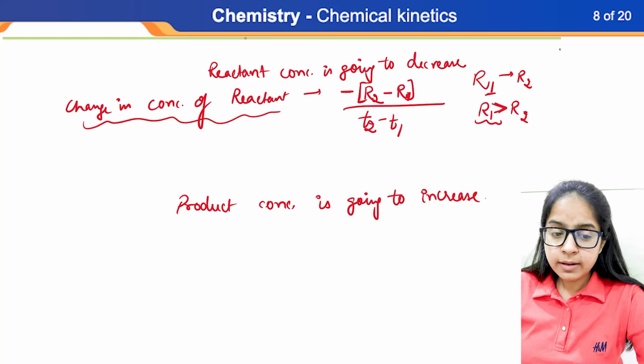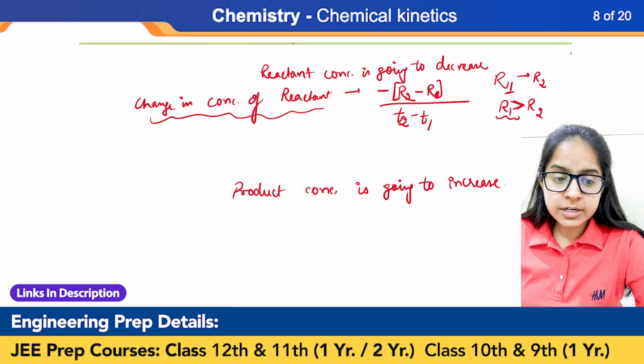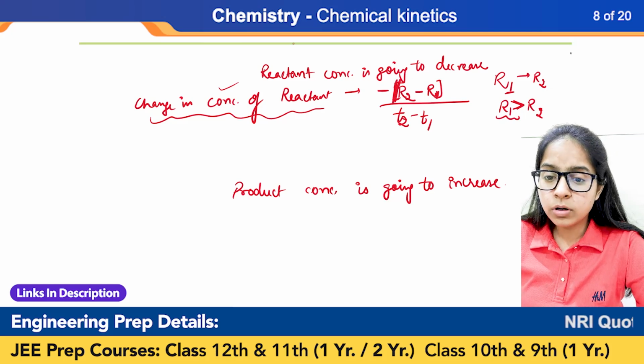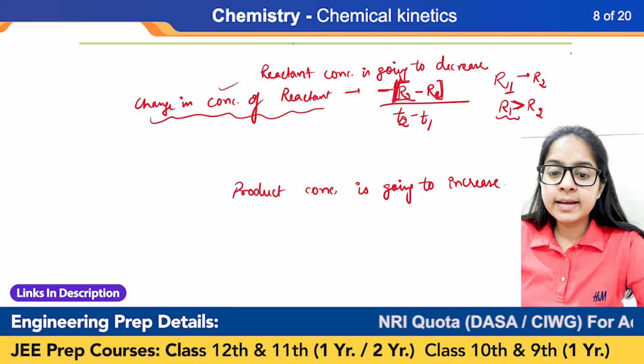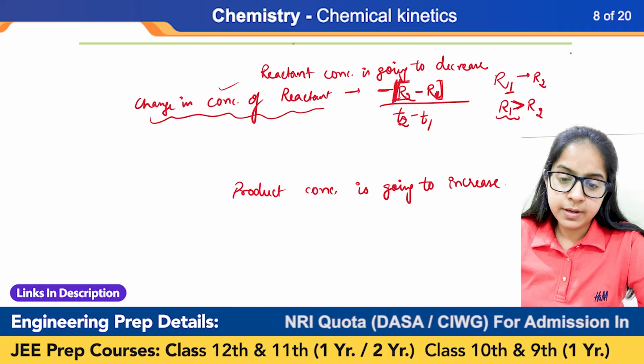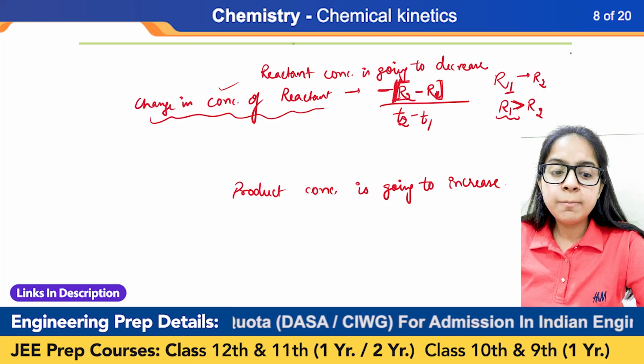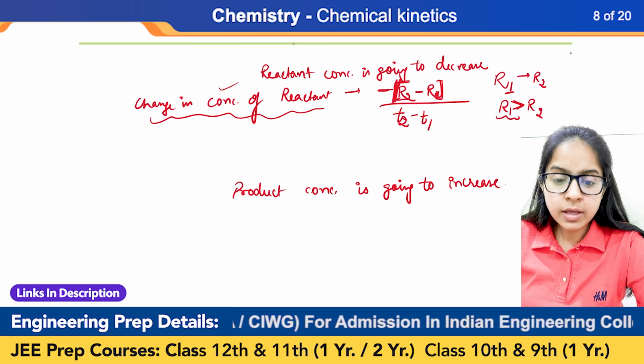But you know that concentration cannot be negative. So we put a modulus over here, or you can put a square bracket and negative sign in front of R2 minus R1, so that you will get a positive value of concentration of a reactant.